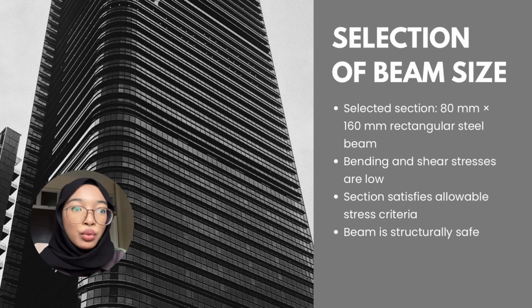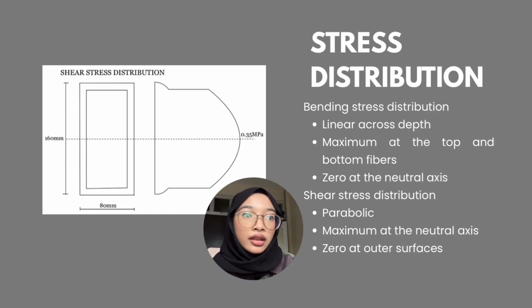For stress analysis, a solid rectangular steel section is selected. The beam has a width, or thickness, of 80 mm and a depth of 160 mm. For bending stress, the distribution is linear with zero stress at the neutral axis and maximum stress at the outer fiber. For shear stress, the distribution is parabolic with maximum shear stress at the neutral axis and zero stress at the top and bottom surfaces.